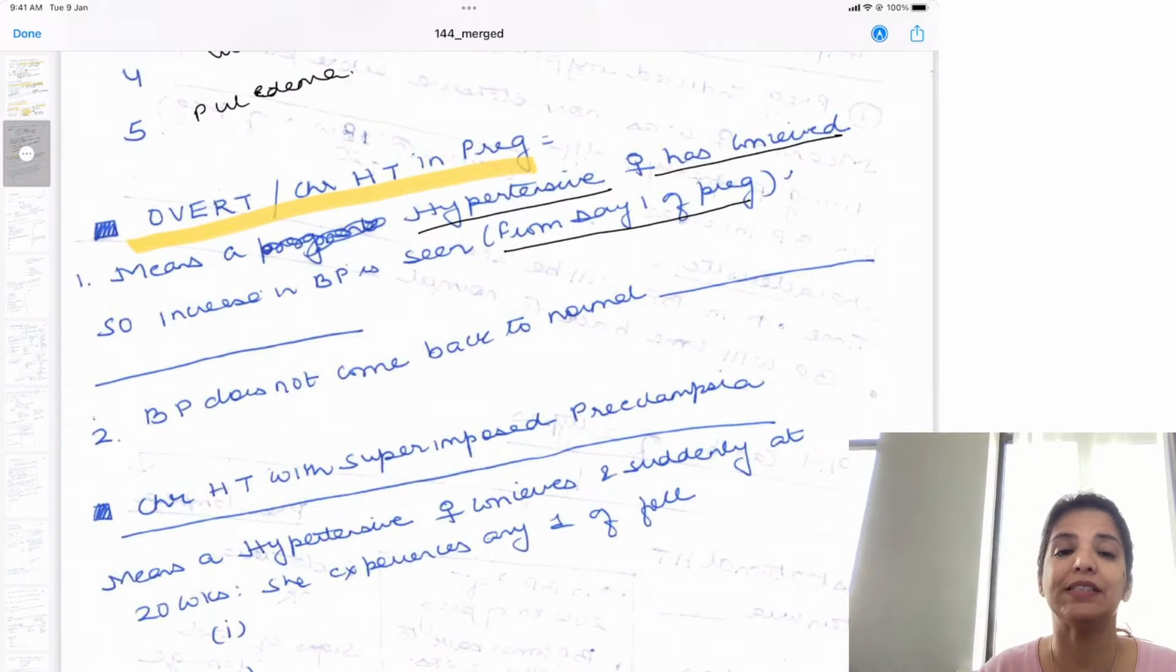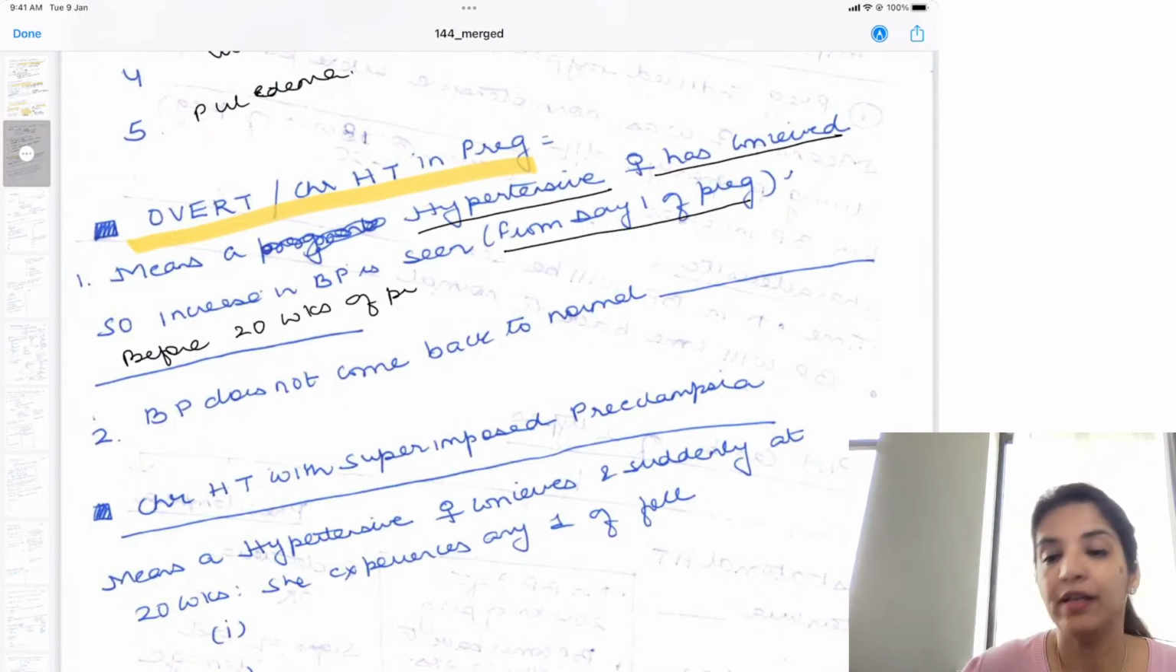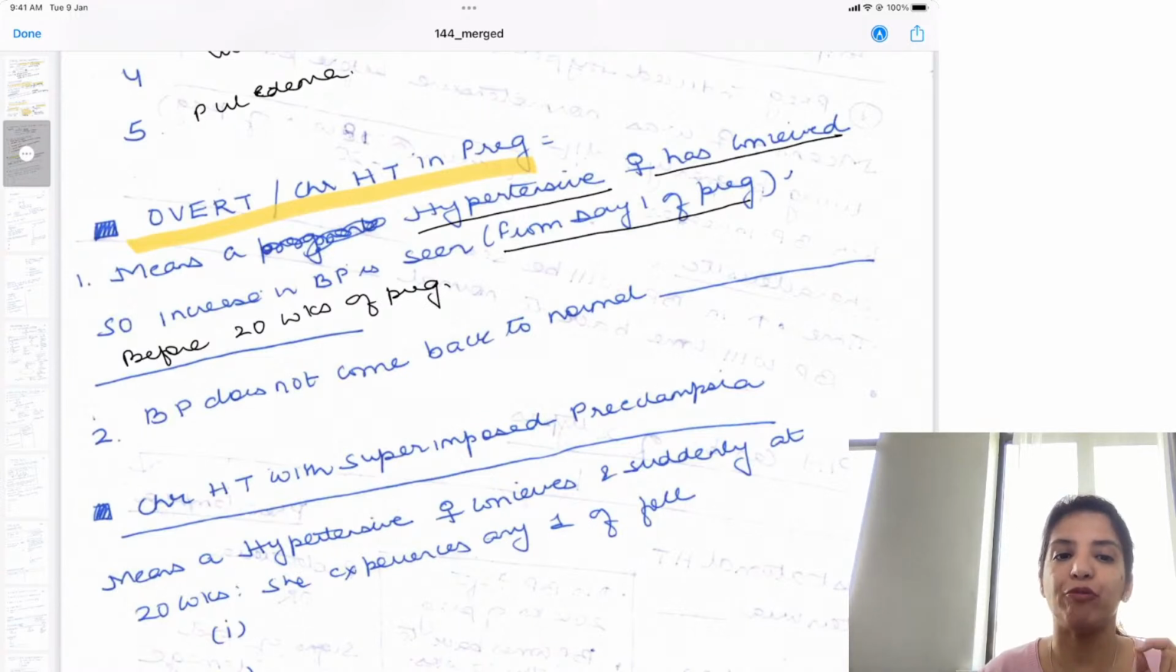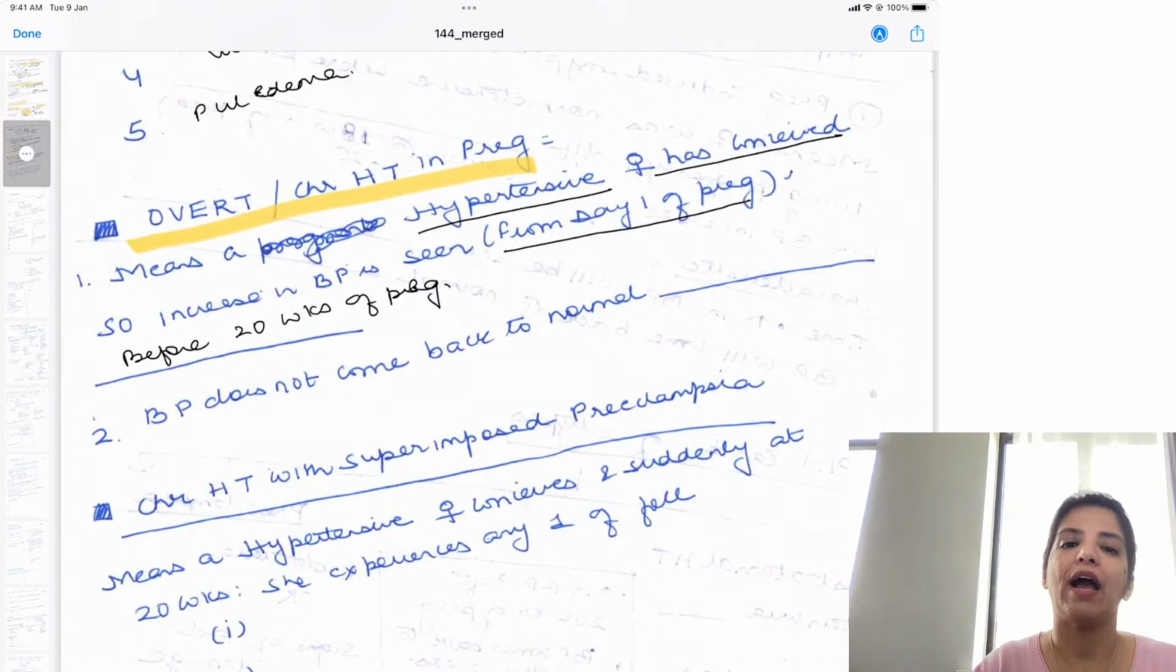In other words, the increase in BP will be seen before 20 weeks of pregnancy. And if it is a hypertensive female who has conceived, तो उसका BP प्रेगनेंसी से पहले भी इंक्रीज था, ड्यूरिंग प्रेगनेंसी भी इंक्रीज रहेगा एंड आफ्टर डिलीवरी भी इंक्रीज रहेगा, राइट?